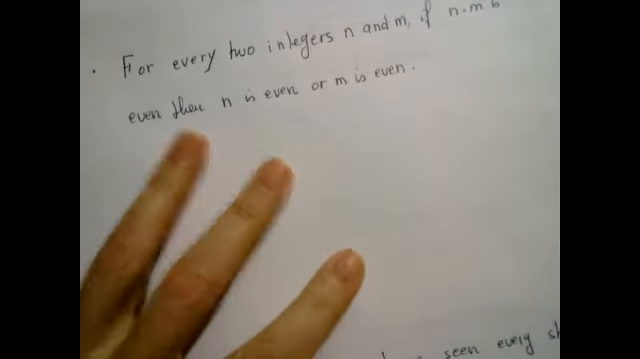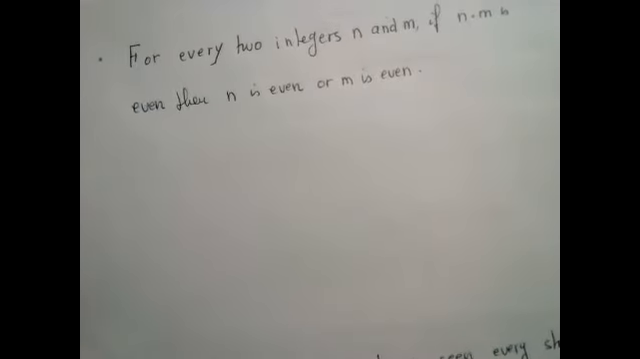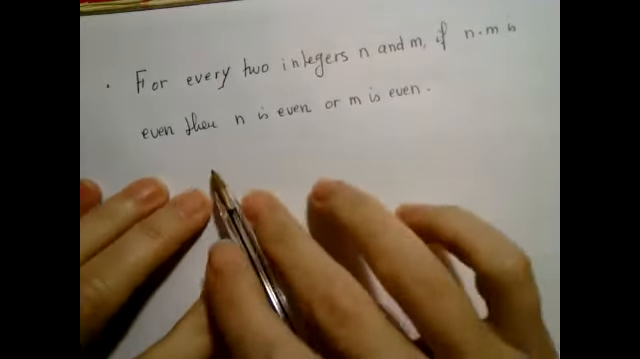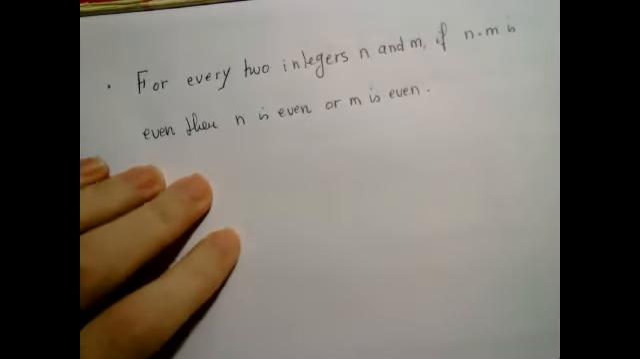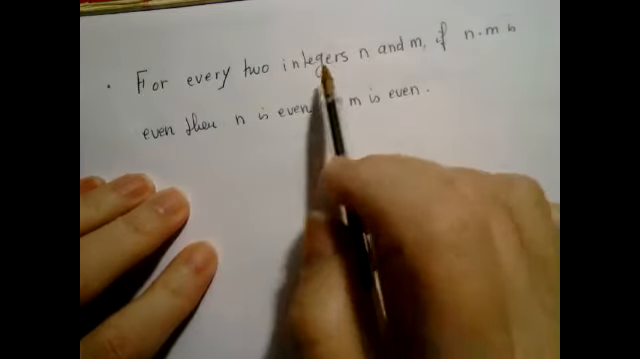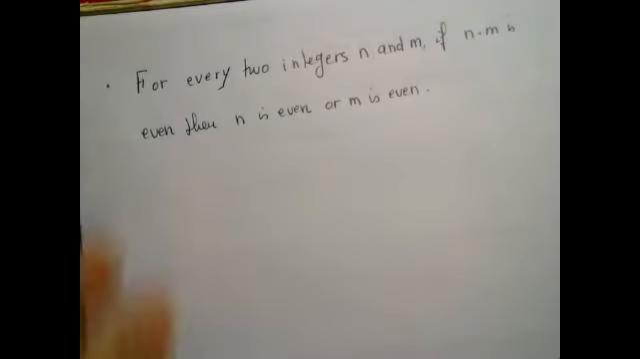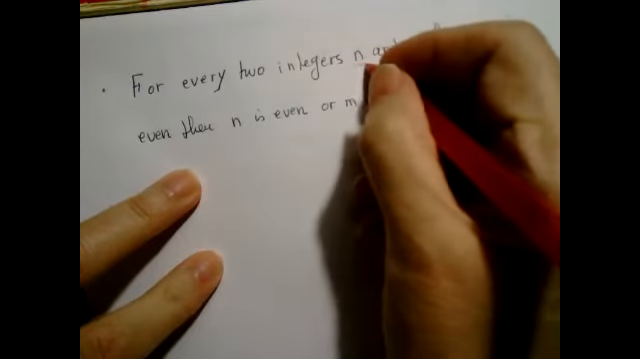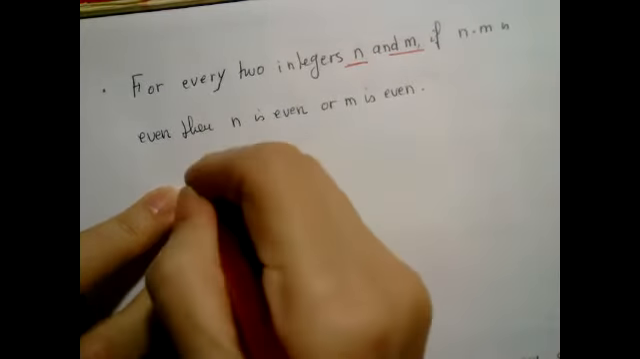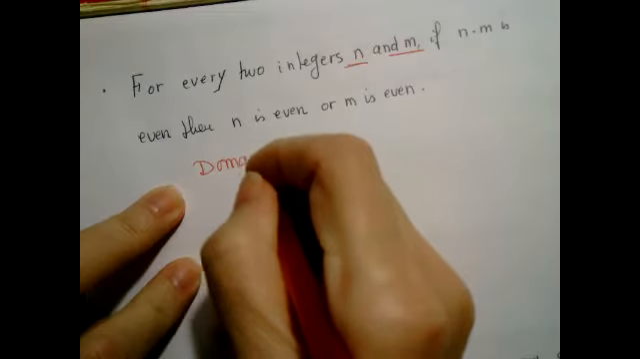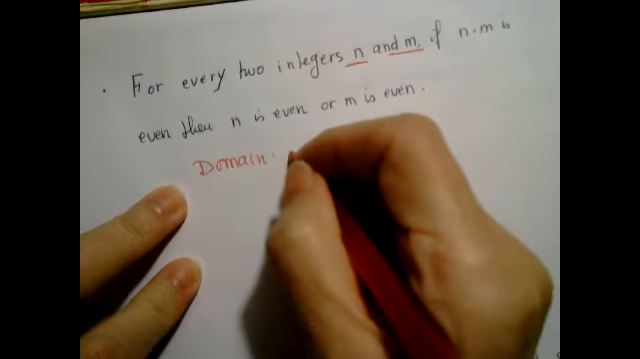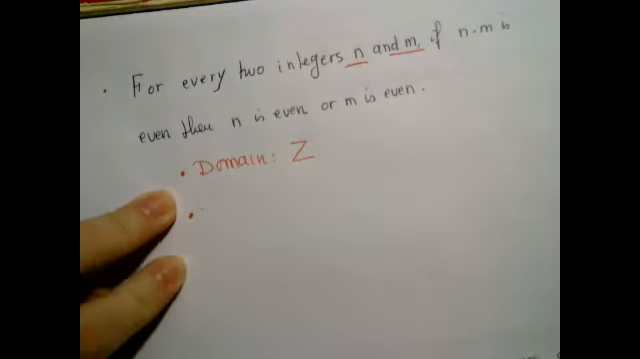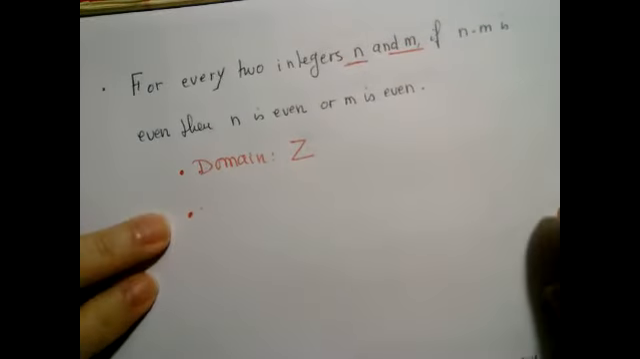All right. So I take a simple one, this one, for example. For every 2 integers, n and m, if nm is even, then n is even or m is even. Okay, which we're going to prove today. But for now, I want to introduce predicate and domain. So first, what do we mean by the domain? What are we talking about here? We're talking about integers. So the domain is the integers. Okay? Second, I want you to introduce a predicate.